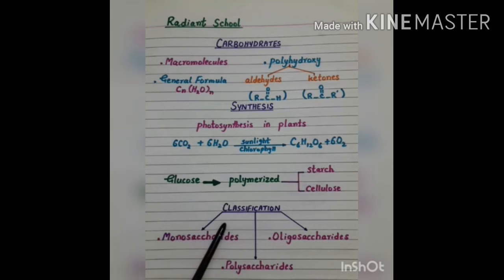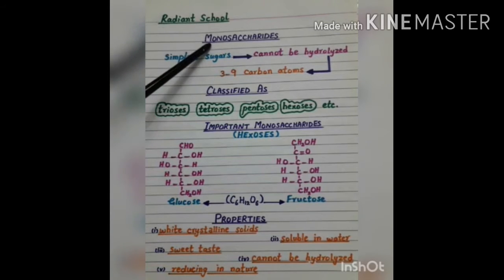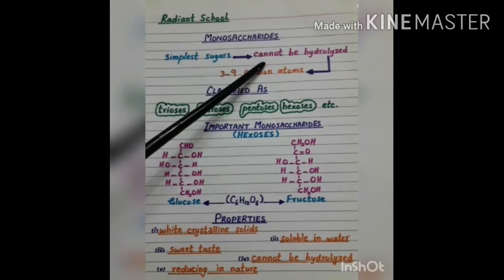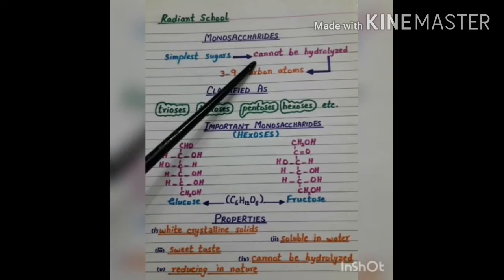Now how are carbohydrates classified? They are classified into three main groups: monosaccharides, oligosaccharides, and polysaccharides. Now let's study about monosaccharides. Monosaccharides are simplest sugars which cannot be hydrolyzed, meaning they cannot be broken down by chemical reaction with water. Some reactions are there in which a molecule reacts with water and breaks down. But here in case of monosaccharides, they cannot be hydrolyzed.